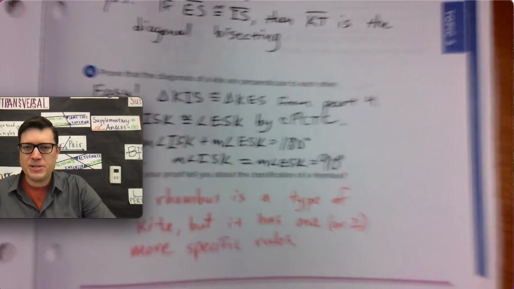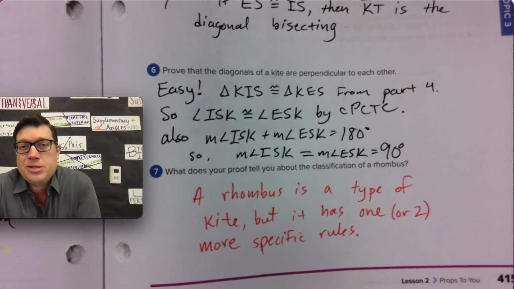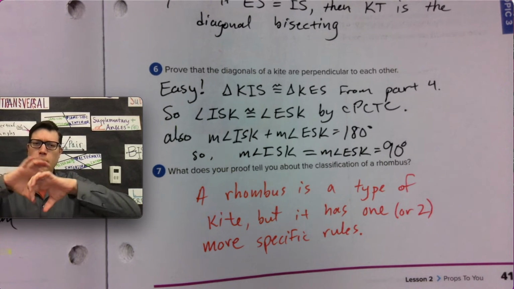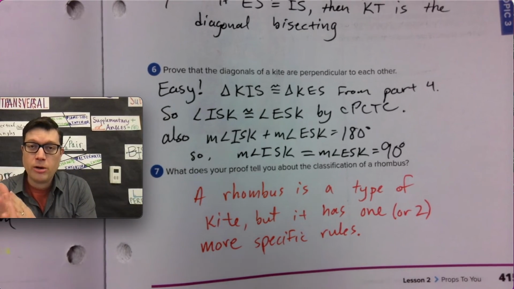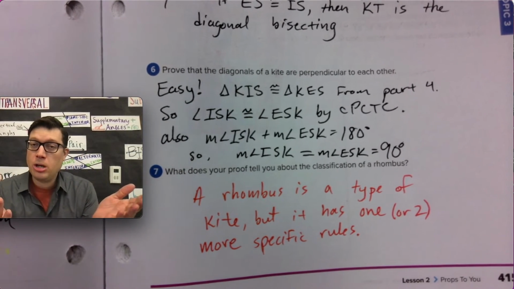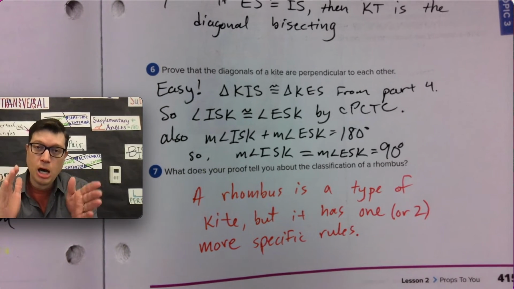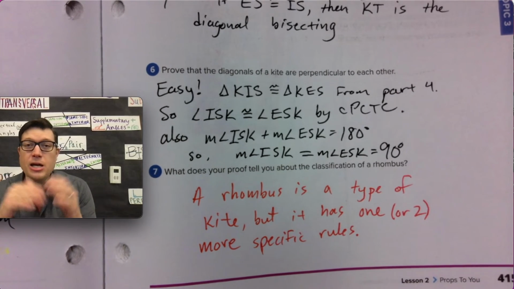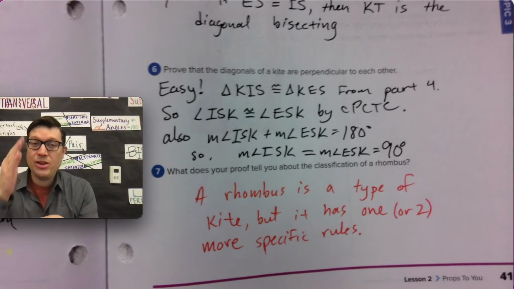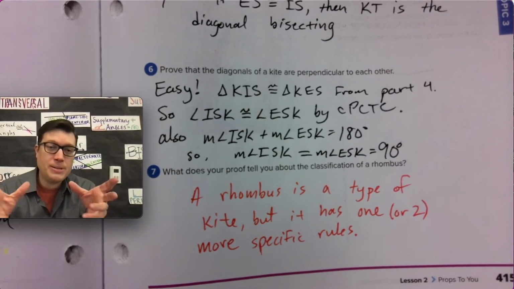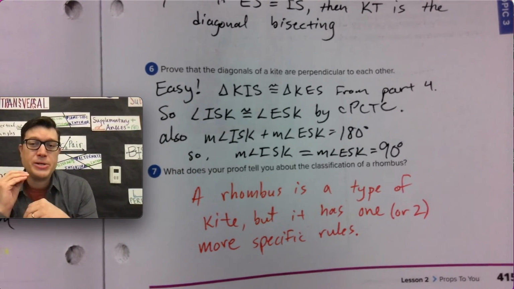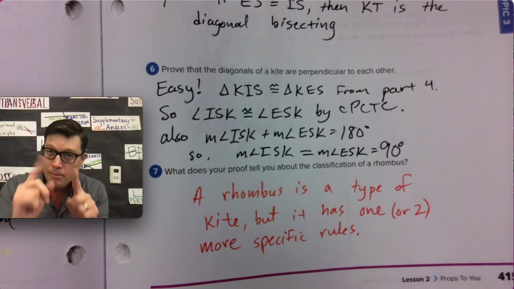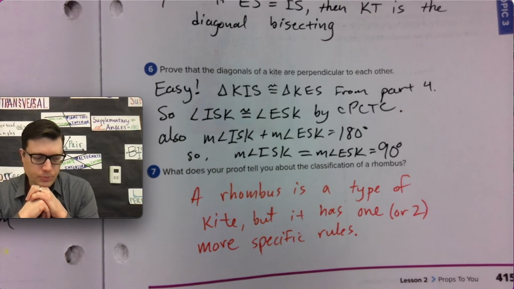So what does your proof tell you about the classification of a rhombus? Honestly, a rhombus is just a specialized form of kite. A rhombus is what you get when you intersect or blend the properties of a parallelogram and a kite together. In a parallelogram, opposite sides are congruent, opposite angles are congruent, and diagonals bisect each other. And in a kite, the adjacent sides are congruent, the diagonals are perpendicular to each other, and opposite angles are congruent. A rhombus is a specialized type of kite. It just has a few more specific rules from parallelograms, mind you, that it also has to follow.